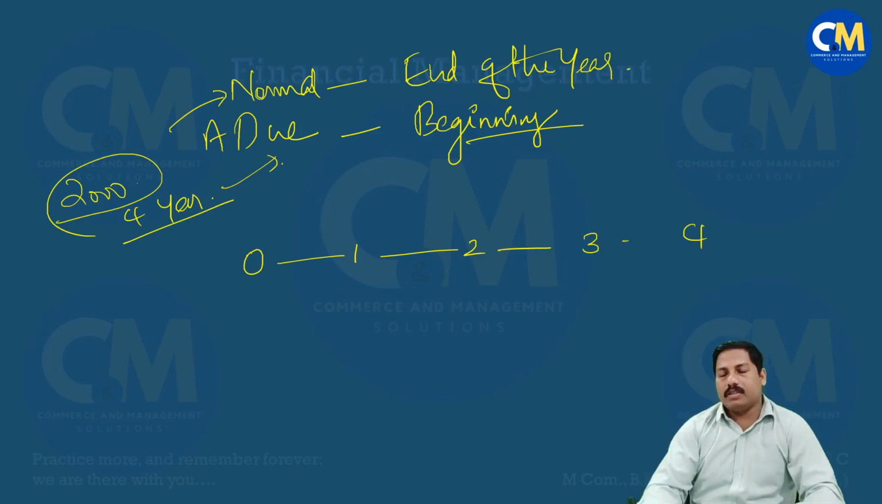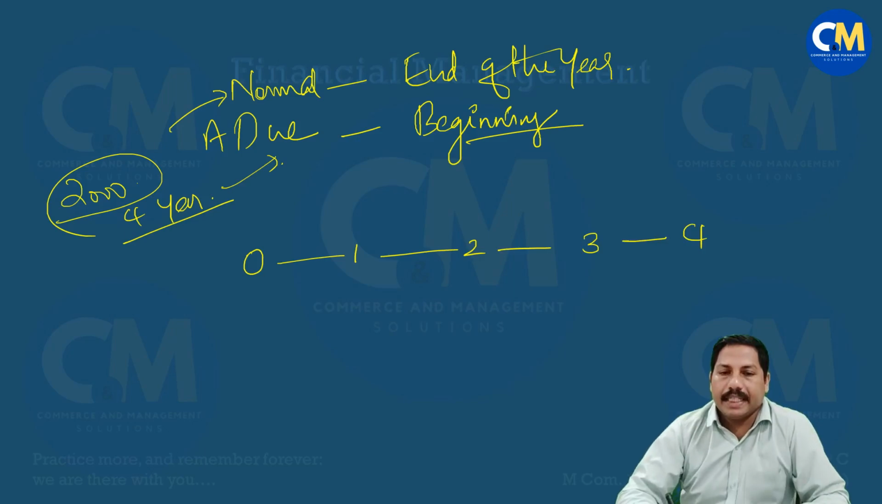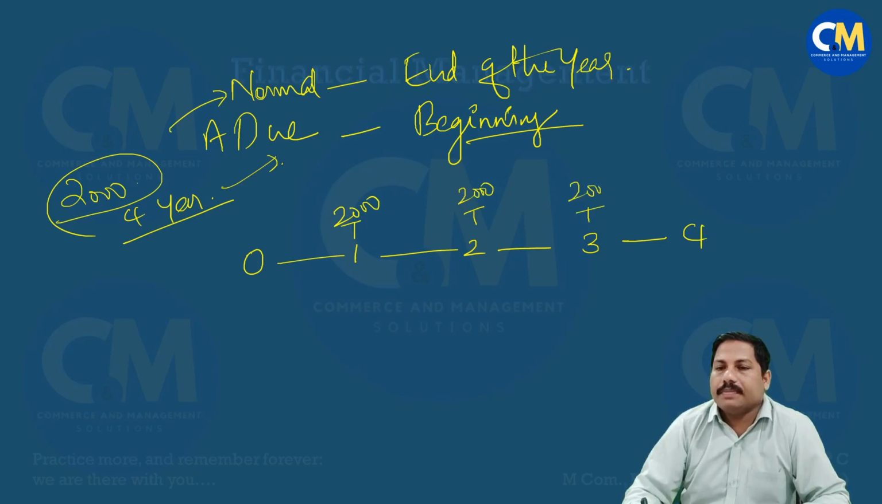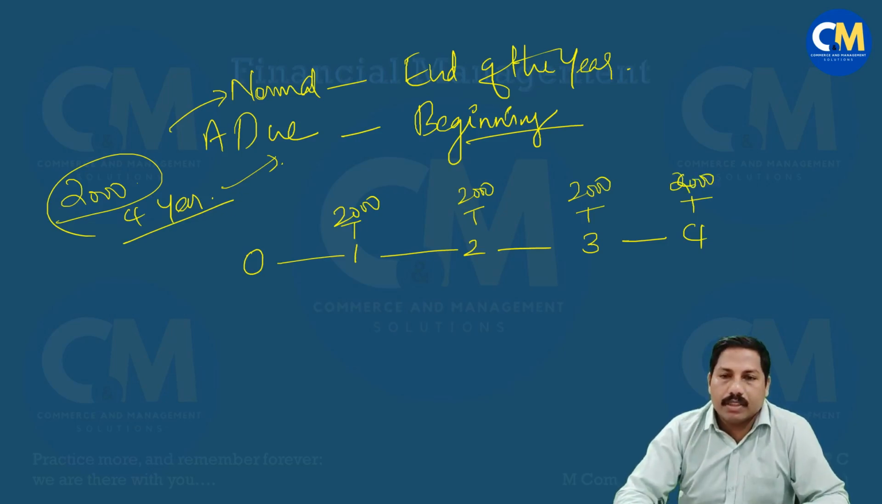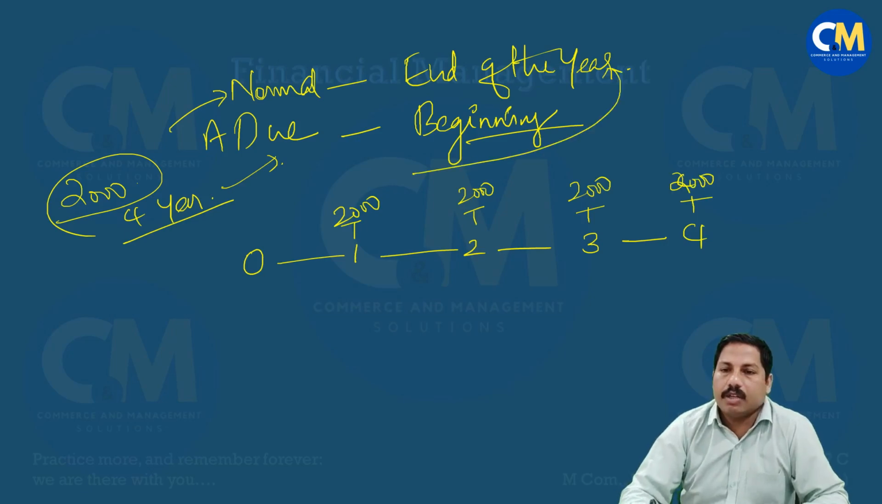There are 4 years. If he is making the payment at the end of the first year, here it is 2000. Then if he is making the payment at the end of the second year, here it is 2000. If he is making the payment at the end of the third year, and at the end of the fourth year, the payment is 2000. This is called as normal annuity.